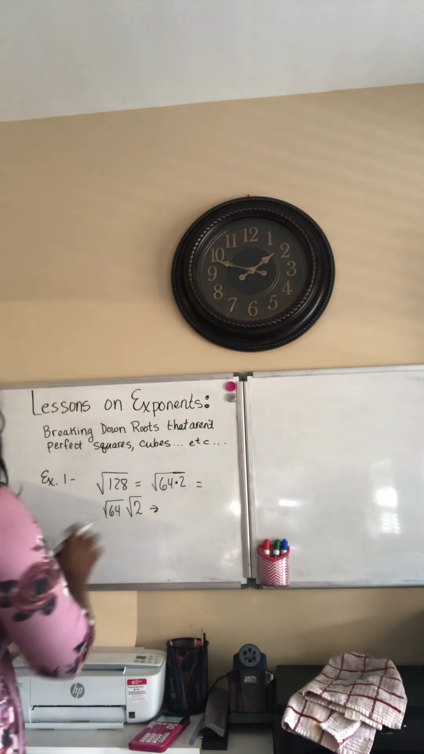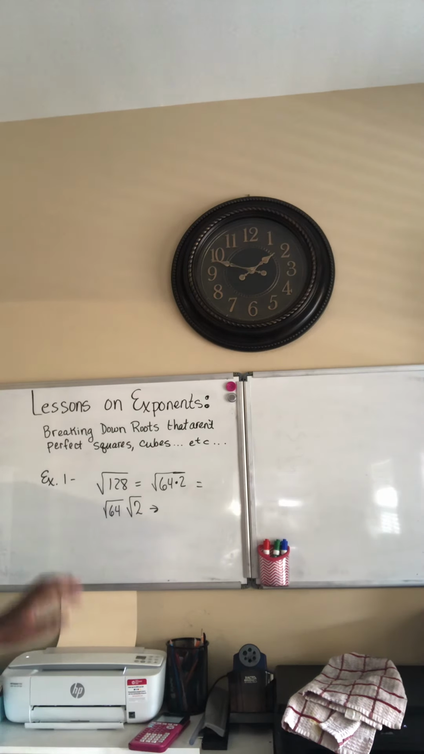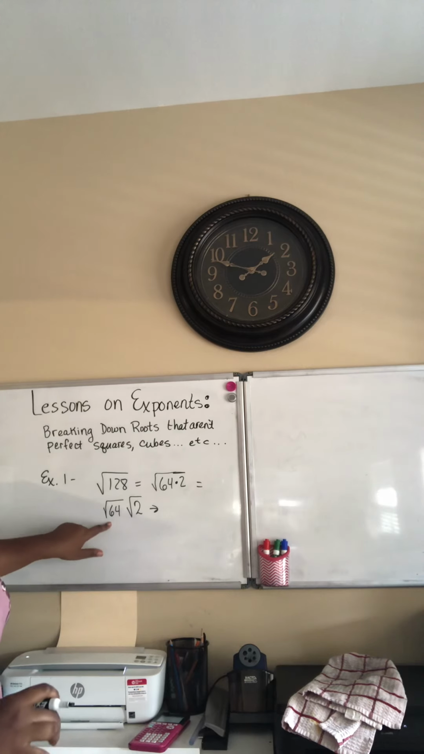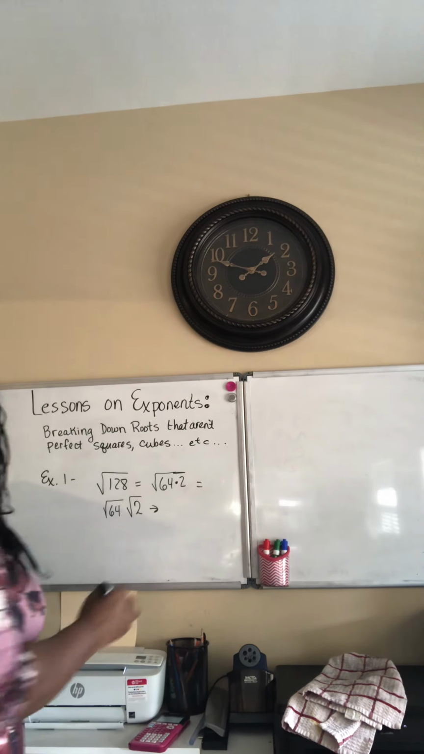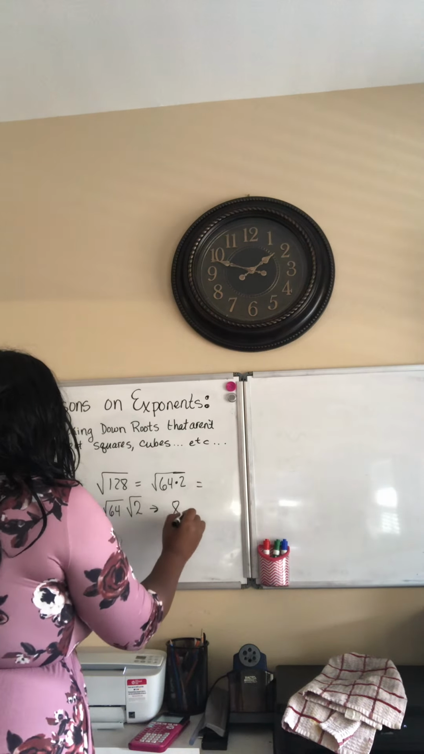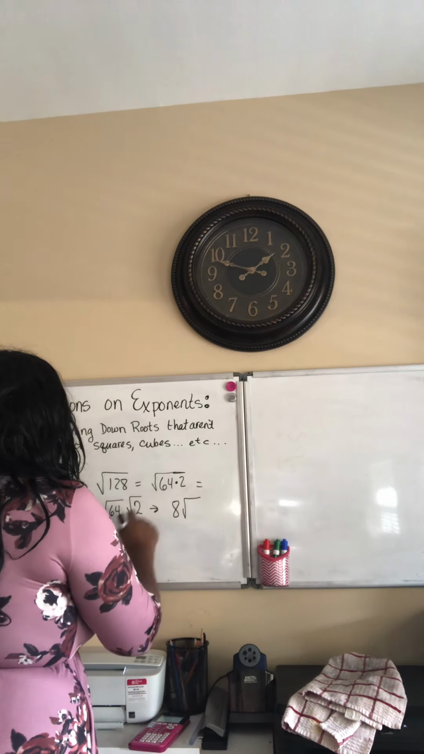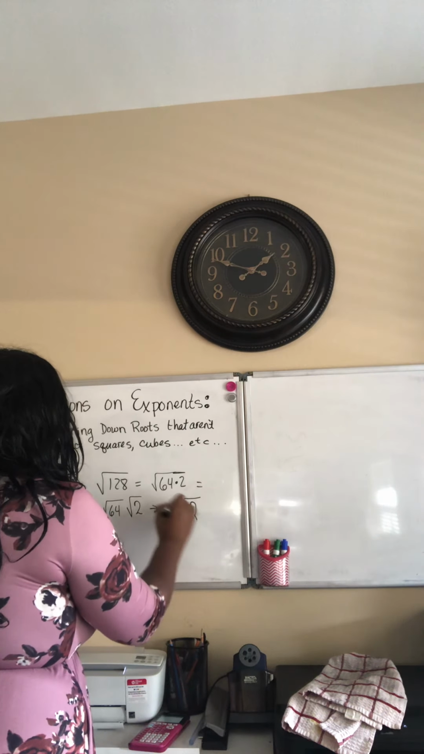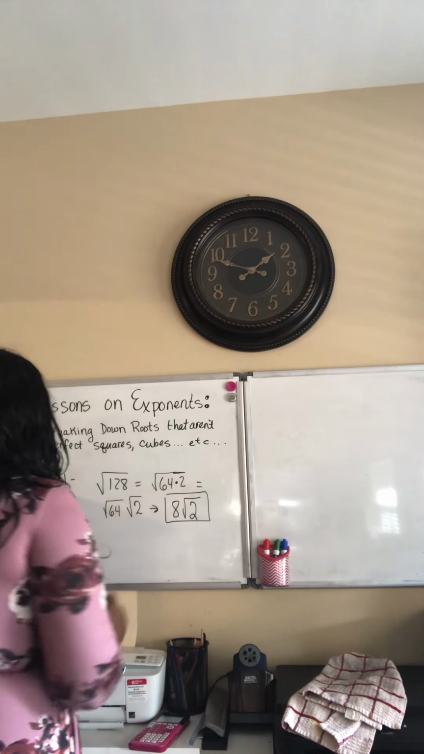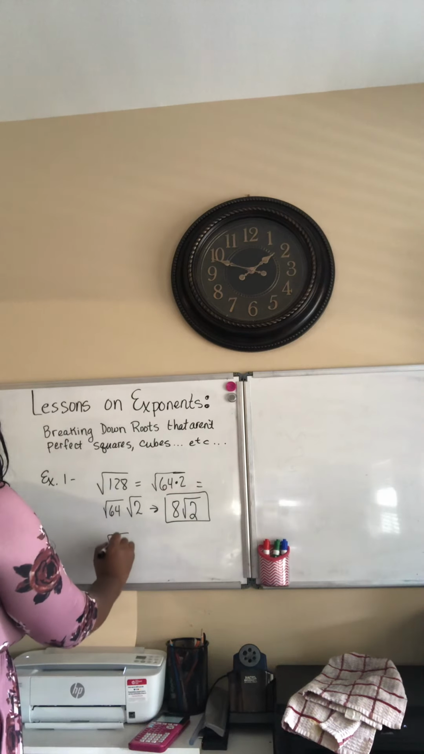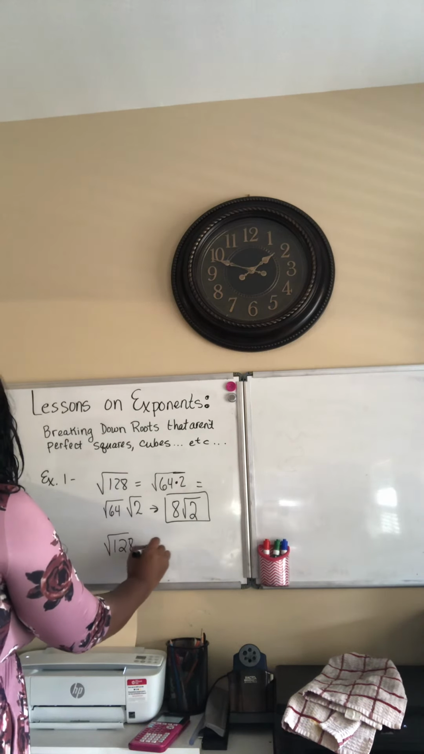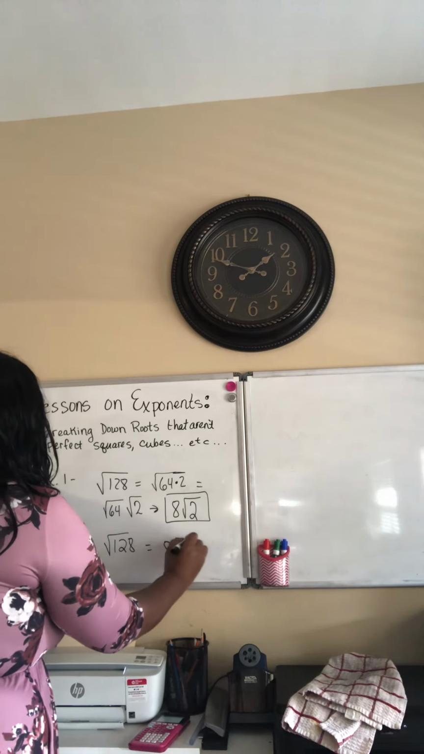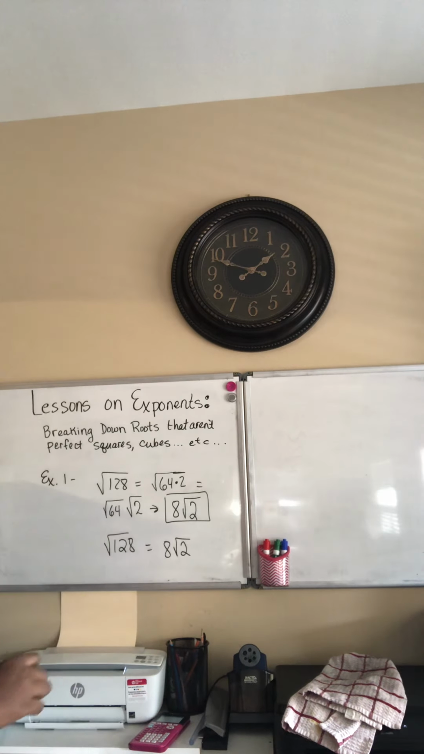Well, the square root of 2 is a prime number, so it will not break down any further. But I can break the 64 down to 8. So what I do is I write this as 8 on the outside, and I leave this square root of 2 part underneath the square root sign, and this is my answer. So the square root of 128 works out to be 8 times the square root of 2. Okay? We saw B.